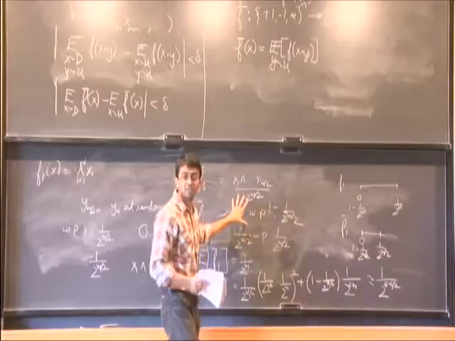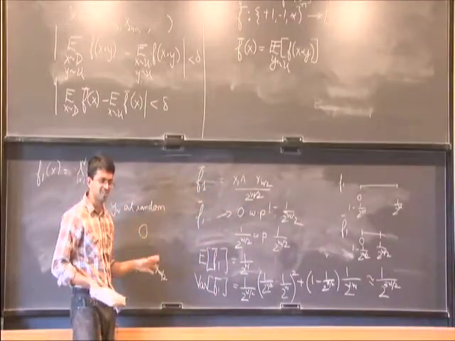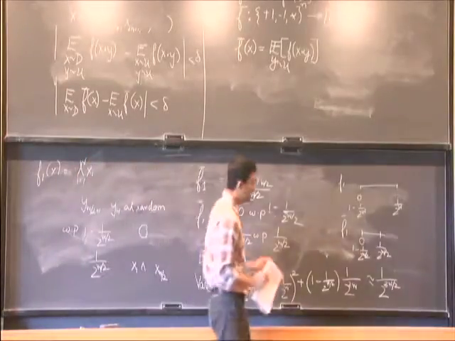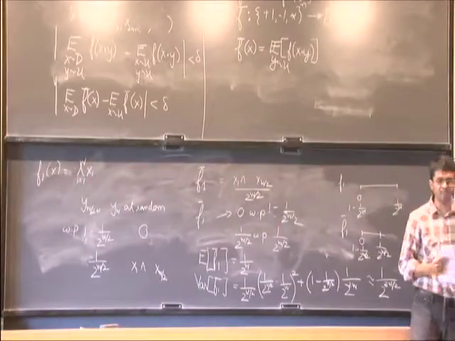Okay, any questions about this? Does this satisfy the intuitive explanation? You just reduce the variance in each coordinate.